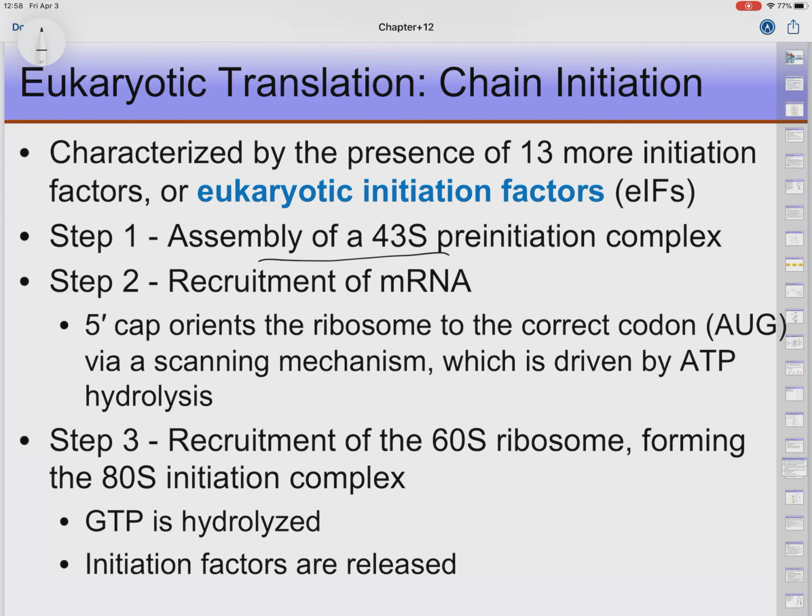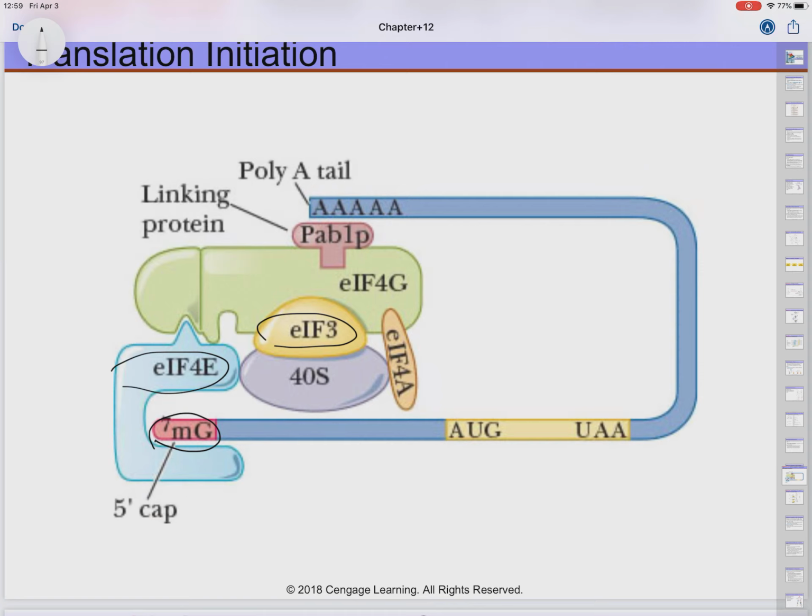Let's see if we can see a picture here. So again, the 5' cap, seen here, helps with all of these initiation factors. We've got initiation factor E4, initiation factor F3, or 3, initiation factor 4A. You can see here how the polytail also fits in, right? The polytail has to help with this linking protein to help get all of these other proteins together so that all of this can help guide the ribosome to the correct spot so that it can start at the right spot.